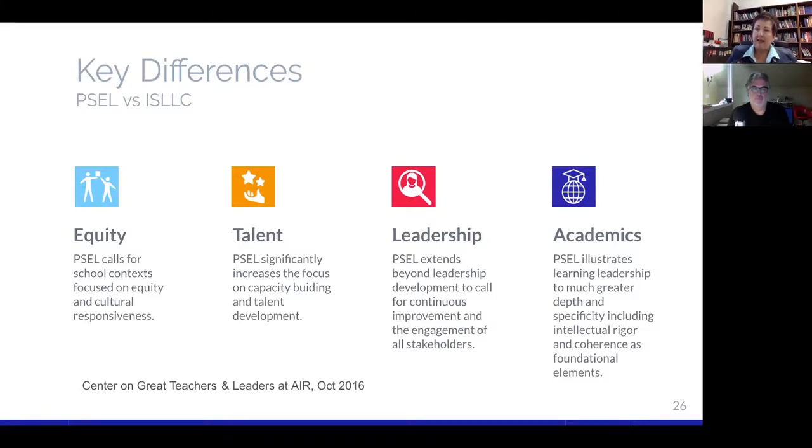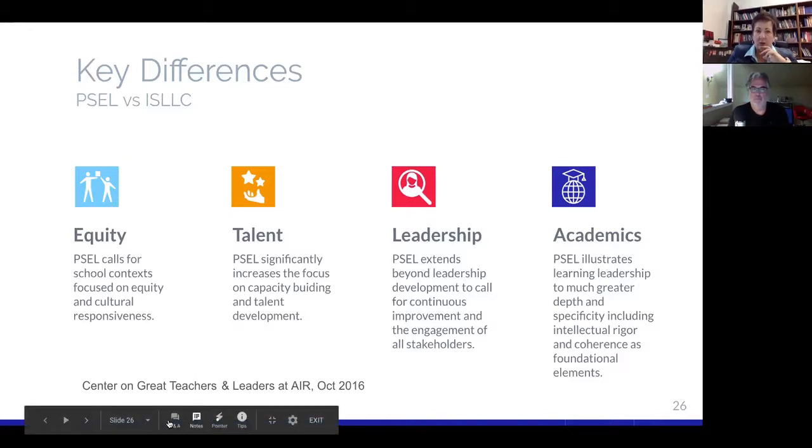And the 10th of the 10 PSEL standards is called school improvement. So really linking leadership to continuous improvement in the model is very solidly threaded throughout PSEL. And the last one, which I've heard often from the field, from policymakers, and from families, is that PSEL really illustrates learning leadership around a set of high expectations. There's a lot more depth and specificity around intellectual rigor, deeper learning for all kids, and coherence as foundational elements across PSEL. So you can see that I'm a fan.